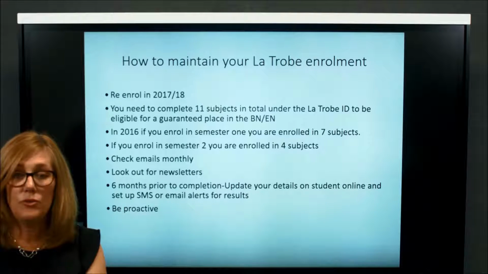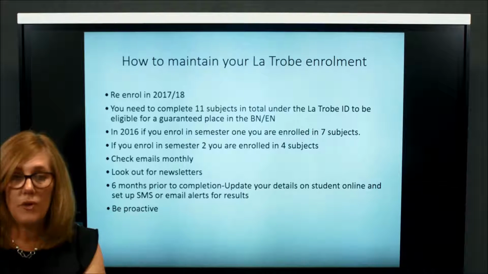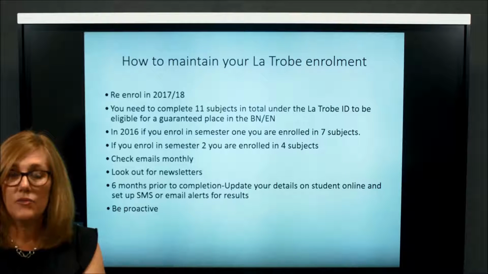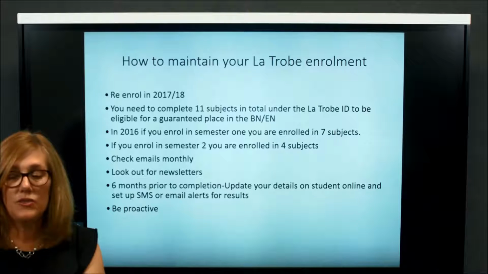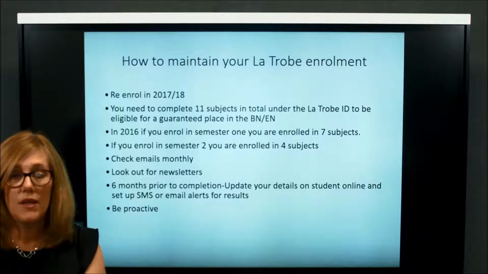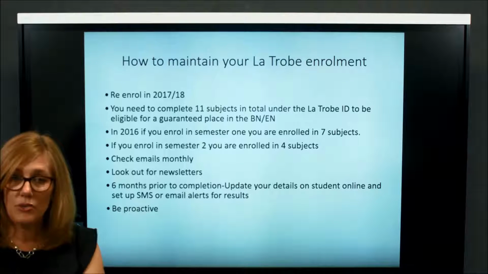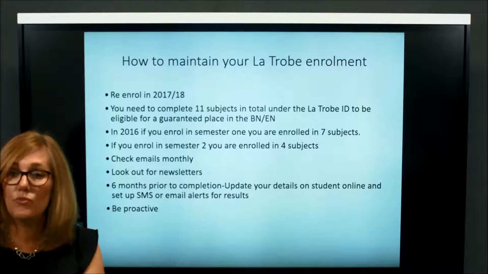How to maintain your La Trobe enrolment. While some students study full-time over 18 months while they complete their diploma, a number of students complete over 2 to 2.5 years. So it's very important to maintain your dual enrolment that you are able to re-enrol. So if 2016 is your first year of study, you may need to re-enrol in 2017 and 18 if you have not yet finished. You need to complete 11 subjects in total under the La Trobe ID to be eligible for a guaranteed place in our Bachelor of Nursing Enrolled Nurse program.